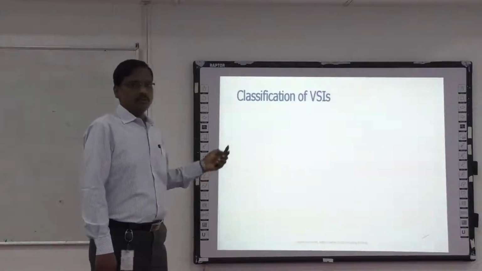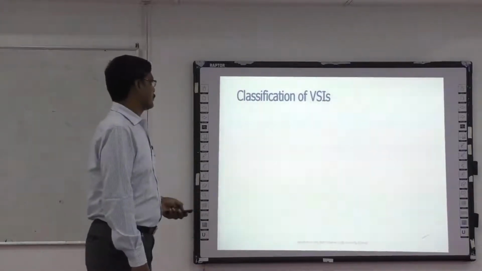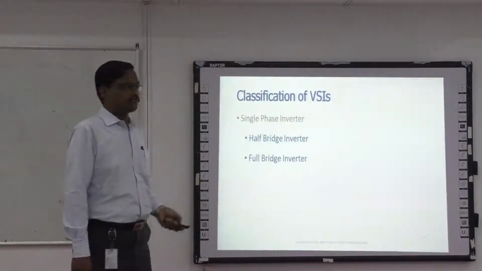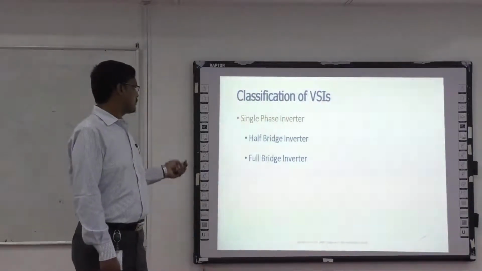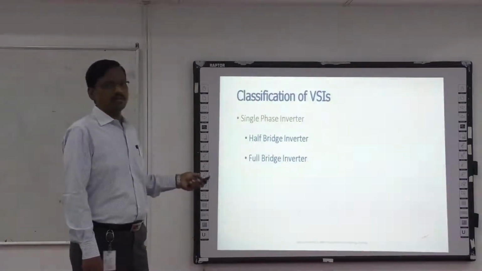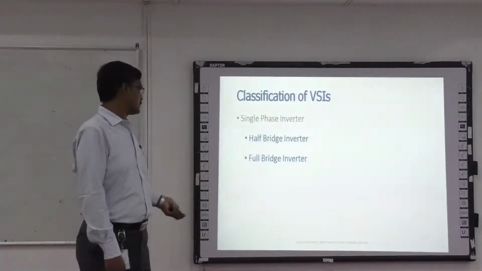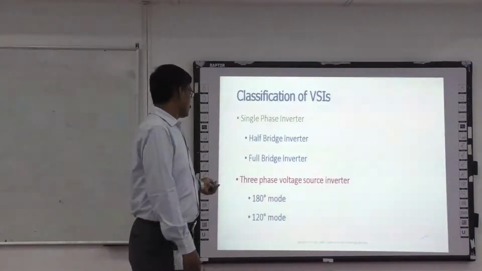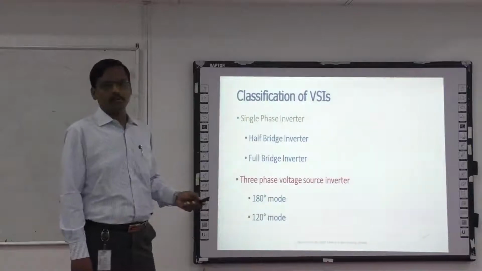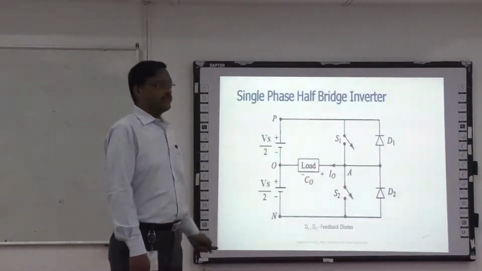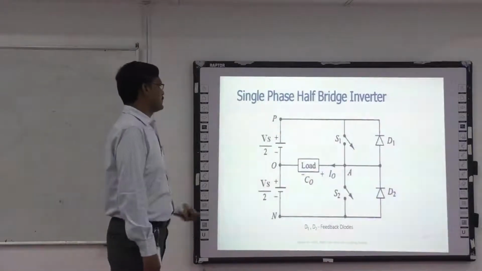Now we will discuss the various types of voltage source inverter. First we will discuss single phase voltage source inverter, then three phase voltage source inverter. In the single phase voltage source inverter, we have two types, that is half bridge inverter as well as full bridge inverter. Similarly, in the three phase voltage source inverter, we have two types. One is 180 degree mode of operation, another one is 120 degree mode of operation. First we will discuss the single phase half bridge inverter.